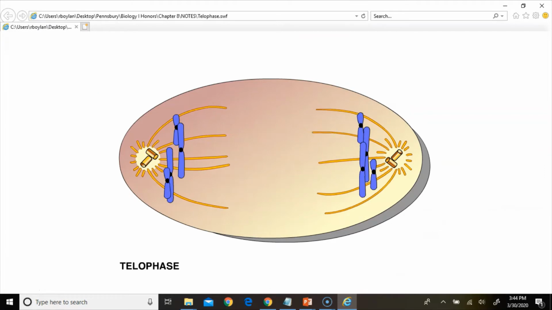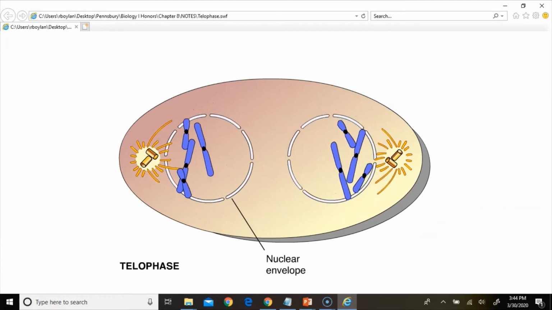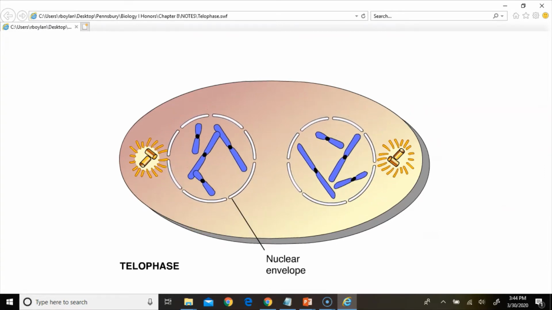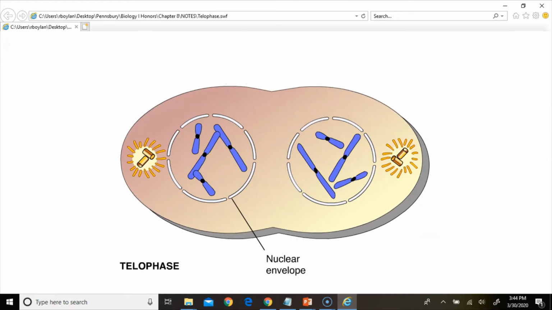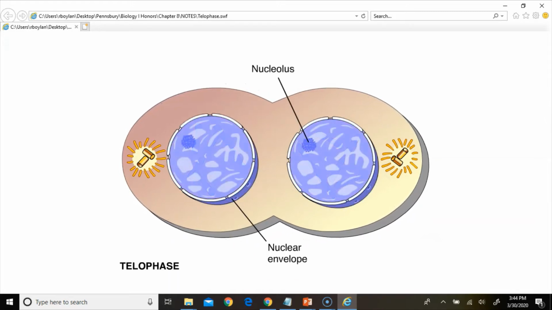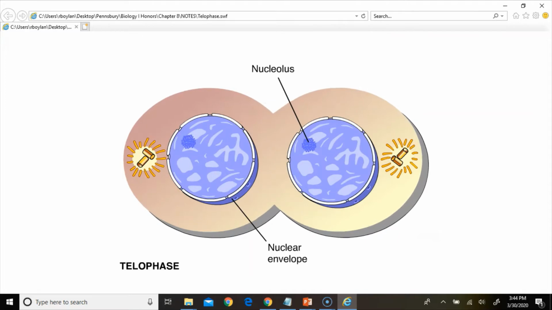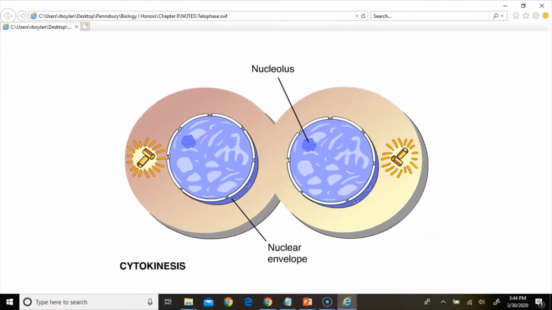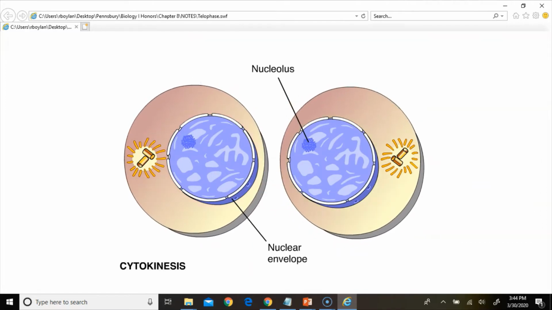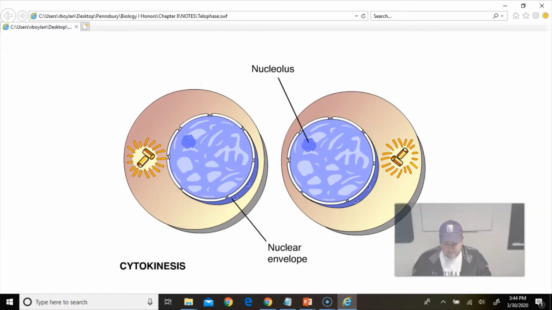During telophase, nuclear envelopes form around the identical sets of chromosomes at the two poles of the cell. The chromosomes uncoil, and nucleoli appear in the two new nuclei. Meanwhile, cytokinesis begins, splitting the cytoplasm and separating the two daughter cells.